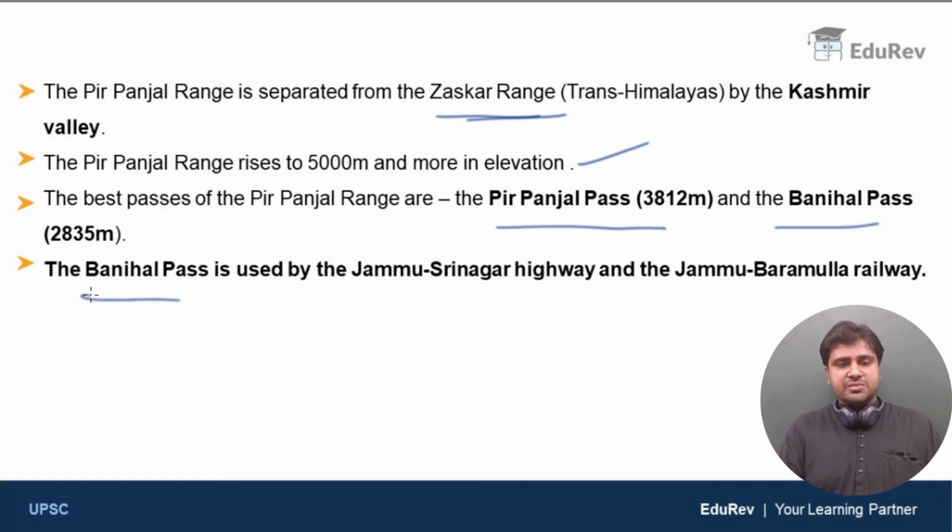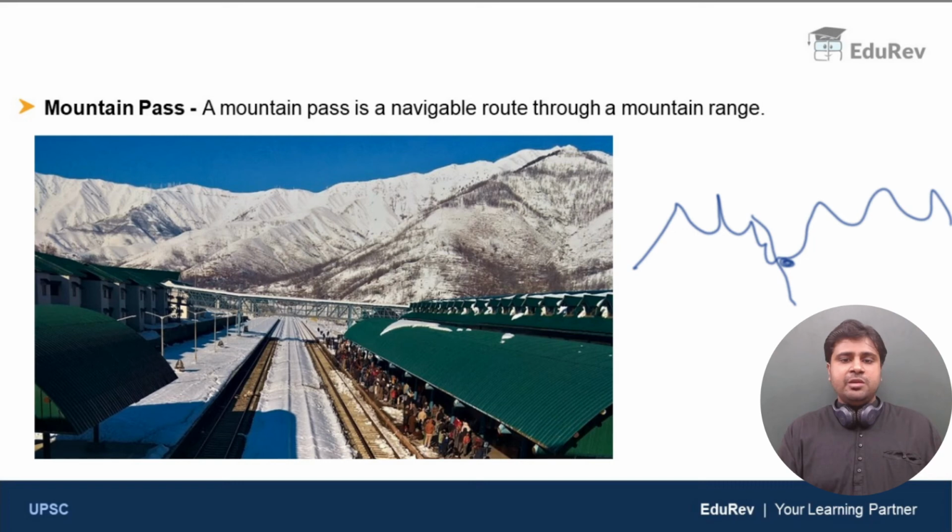Now the Banihal Pass is used by a very important road, that is the Jammu Srinagar Highway. Okay, and also the Jammu Baramulla Railway. So these are using the Banihal Pass. Now this is an image of Banihal railway station. So it is very beautiful, right? It is surrounded by snow-capped mountains. So this is the image of Banihal railway station, and it is using the Banihal Pass through the Pir Panjal Range. So the mountains you can find here, these are all the mountains of the Pir Panjal Range.